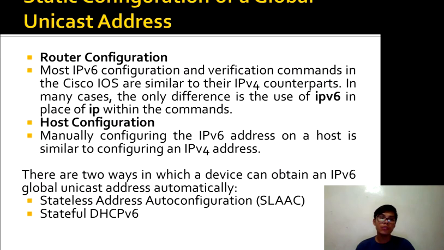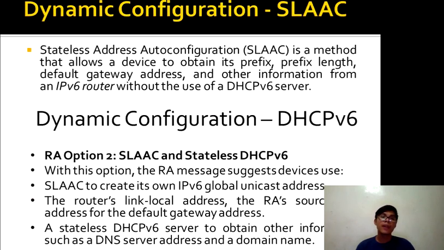Router configuration. Most IPv6 configuration and verification commands in Cisco IOS are similar to their IPv4 counterparts. Host configuration. Manually configuring an IPv6 address on a host is similar to configuring an IPv4 address. There are two ways in which a device can obtain an IPv6 global unicast address automatically: stateless address auto-configuration, SLAAC, and stateful DHCPv6.